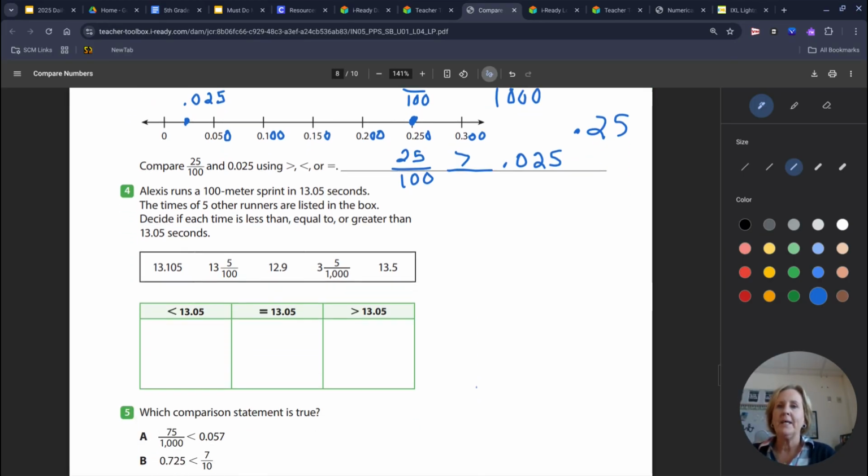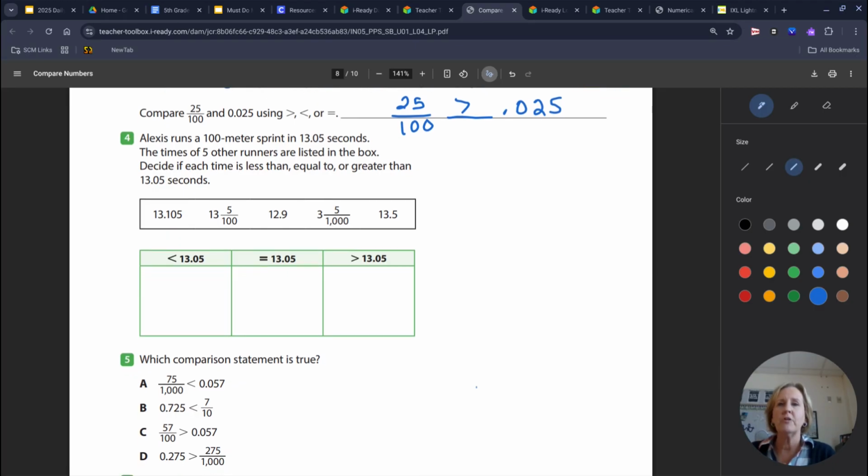Okay, cool. Alexis runs a 100-meter sprint in 13 and 5/10 seconds. The times of 5 other runners are listed in the box. Decide if each time is less than her time, exactly equal to it, or greater. I think the best way to do this is by figuring out what we know about them.